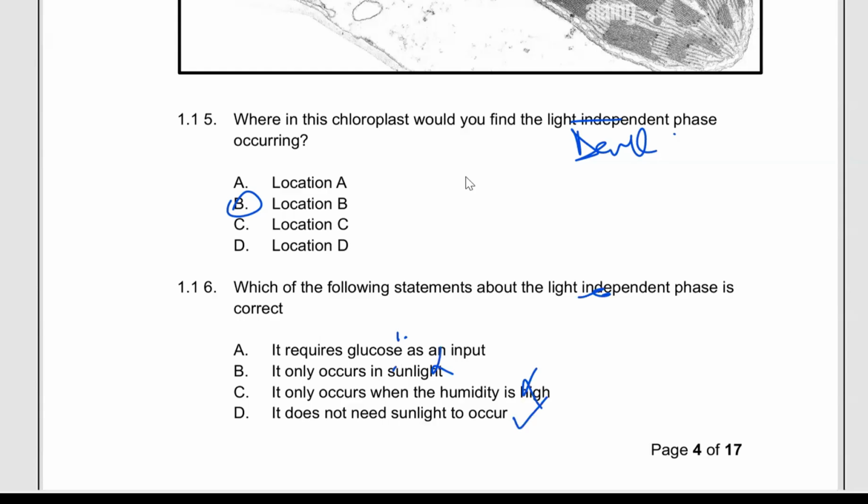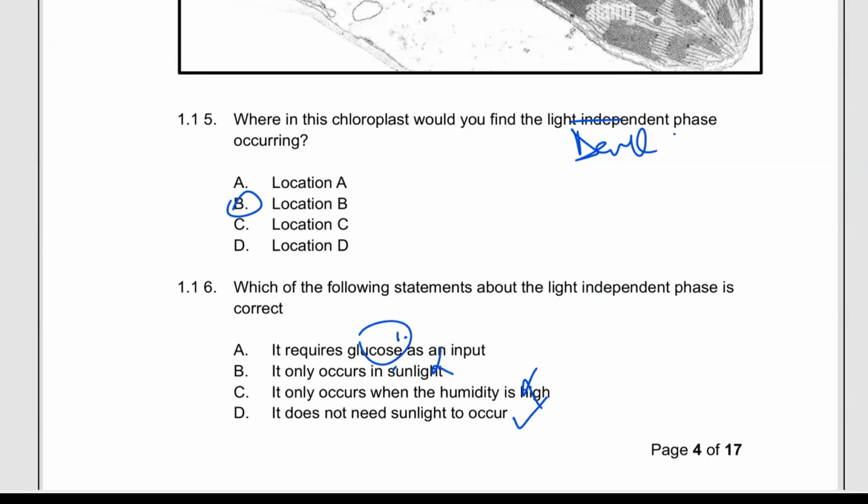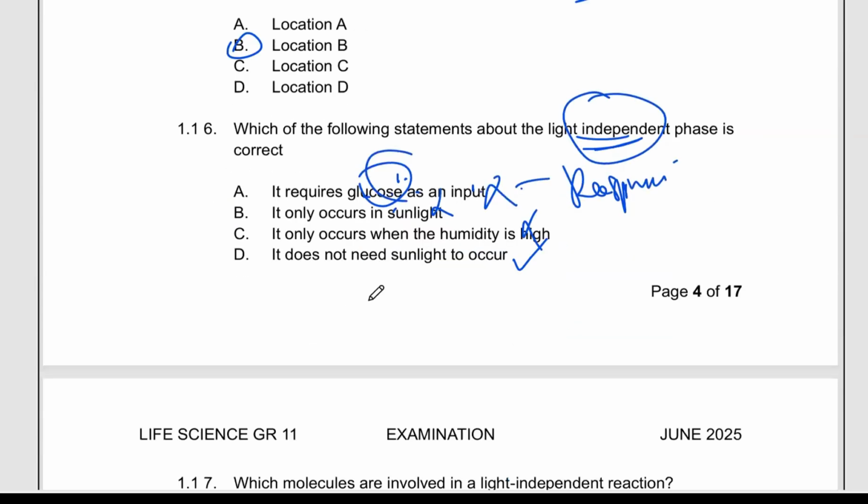Yes. The light independent phase, remember glucose is broken down into three carbon atom molecules. Three carbon atom, that is pyruvate. No, no, no. Remember that glucose is being produced in the light independent phase. That's why I say that if they say it requires glucose, then this is what is wrong. This is respiration, and that is glycolysis. All right. So the most correct answer here becomes D, and then we get 2 marks there.